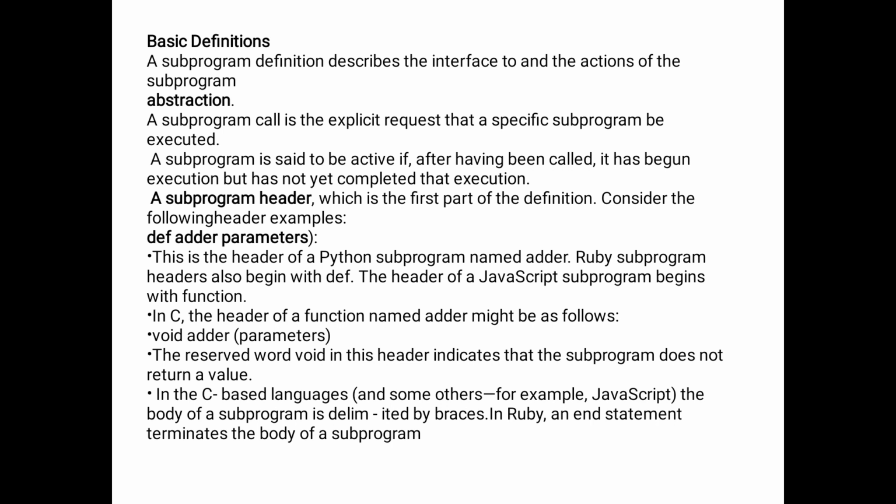A subprogram header is the first part of the definition. Consider the following header examples. Define adder parameters using the def keyword. This is the header of a Python subprogram named adder. Ruby subprogram headers also begin with def. The header of a JavaScript subprogram begins with function.